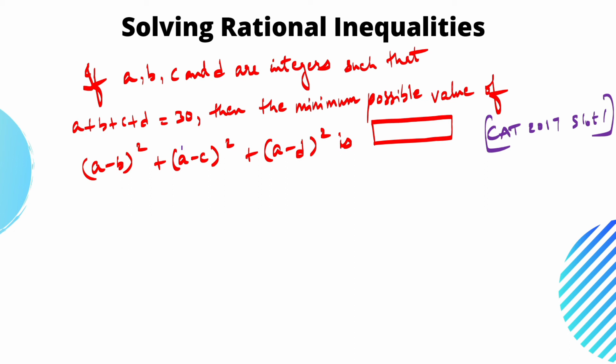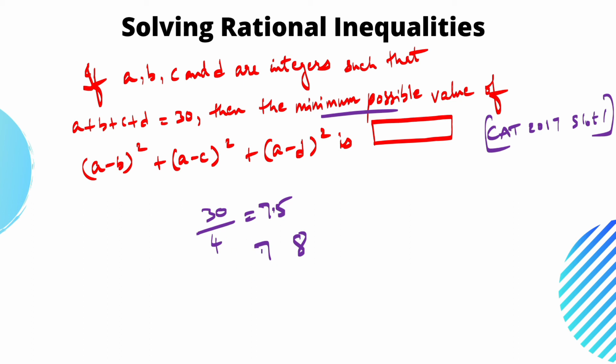But we cannot make A, B, C and D equal, because we cannot divide 30 into 4 equal parts. So we will try to make A, B, C and D as close as possible to find the minimum possible value. So 30 by number of digits, that is 4, is equal to 7.5, and we can take 7 and 8, because 7.5 lies between 7 and 8.